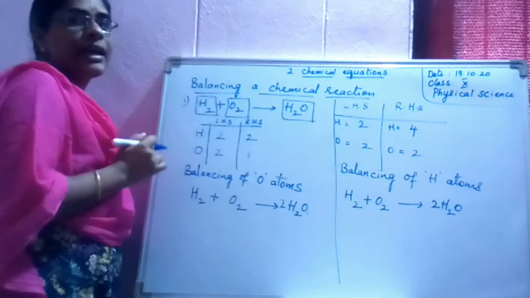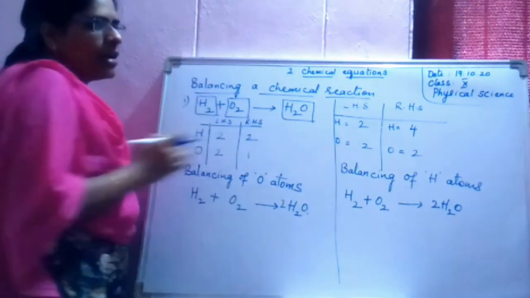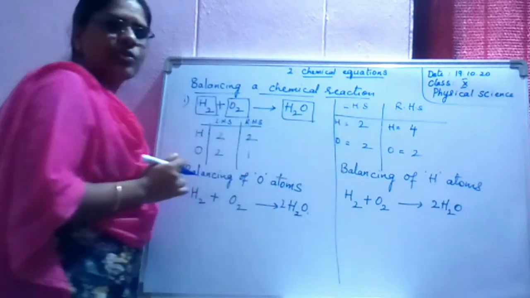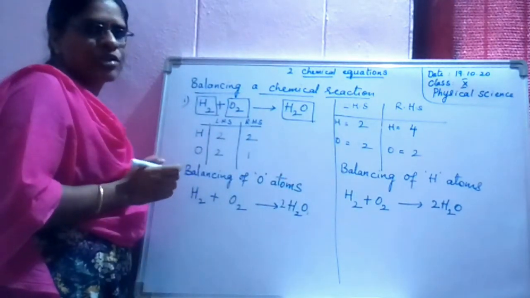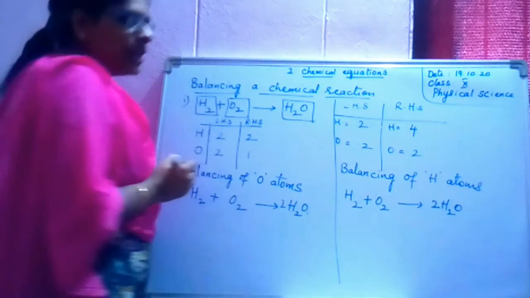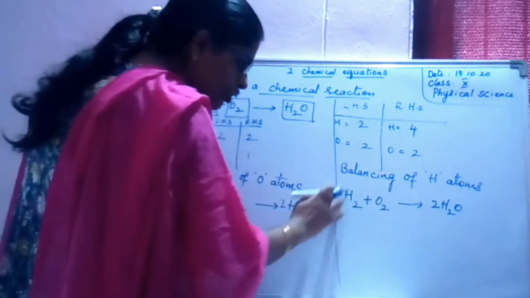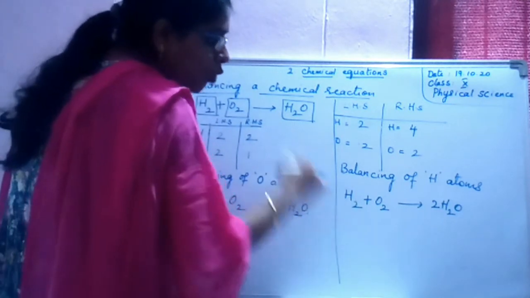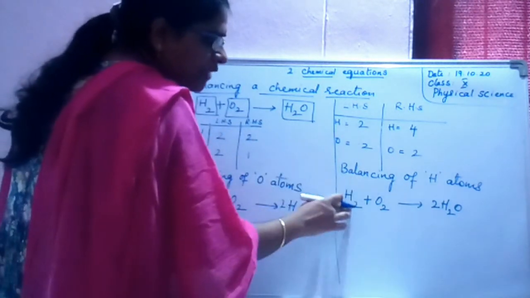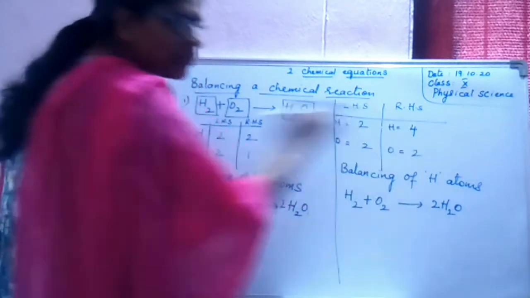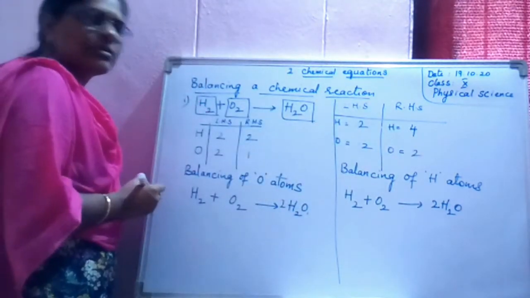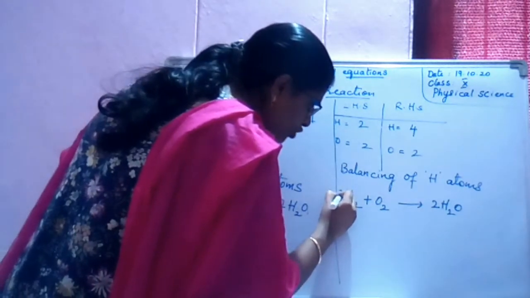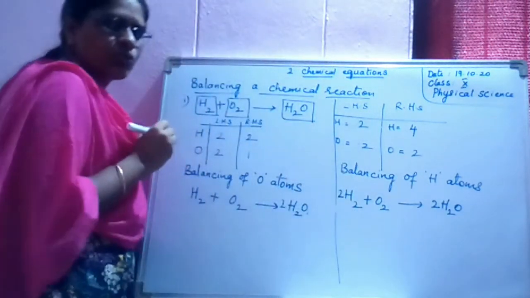In the LHS side. See here we have 2 hydrogens, and we need 4. How many more hydrogens do we need? 2 more hydrogens. Okay. Now where is the hydrogen on the LHS side? Here. Okay. With what number if I multiply 2, I will get 4? 2. Hence, before hydrogen I am keeping 2.